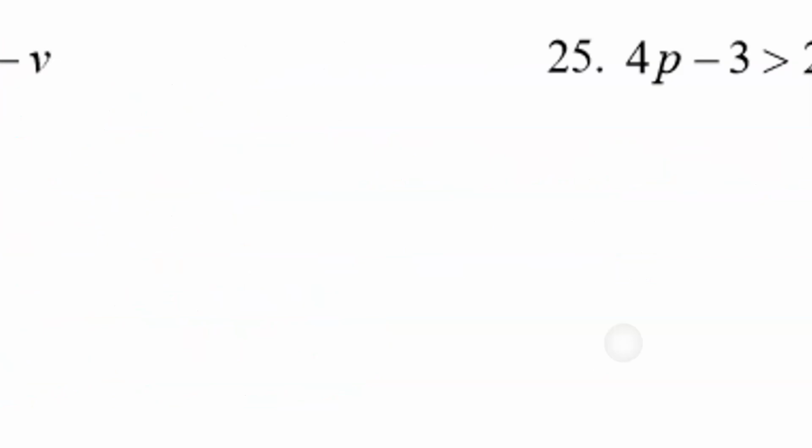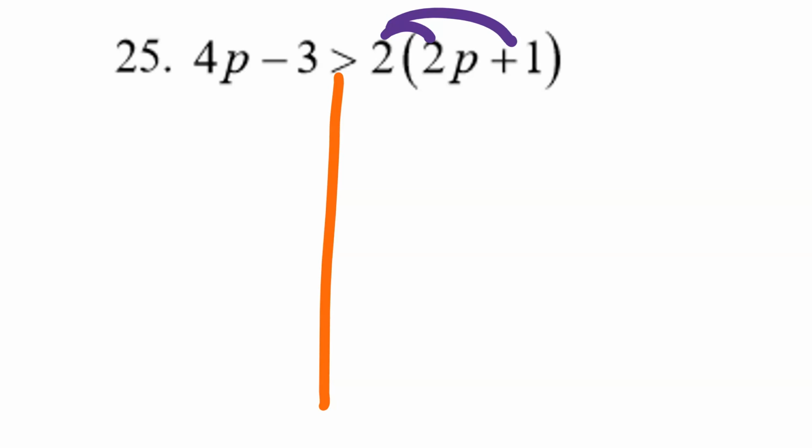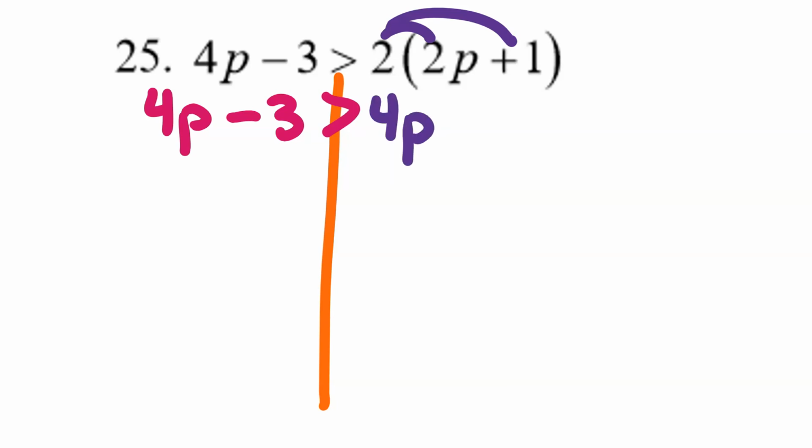All right, I got one more. 25. Okay, 25 looks tricky, but it's just a lot to do, right? Just because there's an inequality sign doesn't change anything. I'm still going to use my same checklist. So, is there distributing to do? Yes, there is. There is a 2 that I need to distribute on the right side. The left side is all good, so I'm just going to write 4p minus 3 is greater than. Then I'm going to distribute that 2. 2 times 2p is 4p. 2 times 1 is 2. All right. So I distributed.